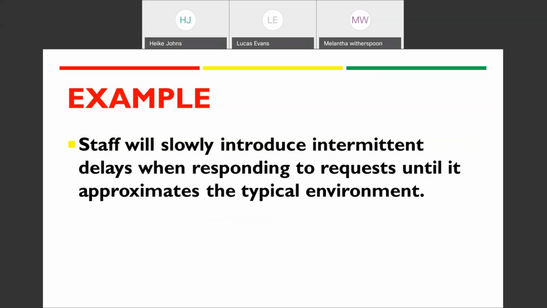Okay, this is an exemplar. Staff will slowly introduce intermittent delays when responding to requests until it approximates the typical environment. And so when I think about this example, I think about a person who struggles to wait. And I think about everybody is placed in situations in which we have to wait, and sometimes the time varies. Even going into the grocery store, they have at least two ways a person can check out. A person can go to the self-checkout line, and they still may have to wait because there may be a line, or they can wait in a longer line with the cashier.